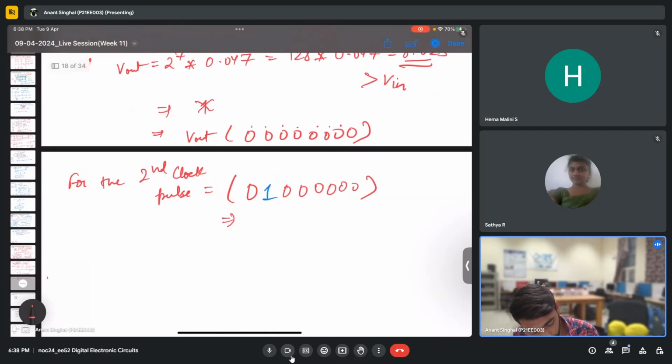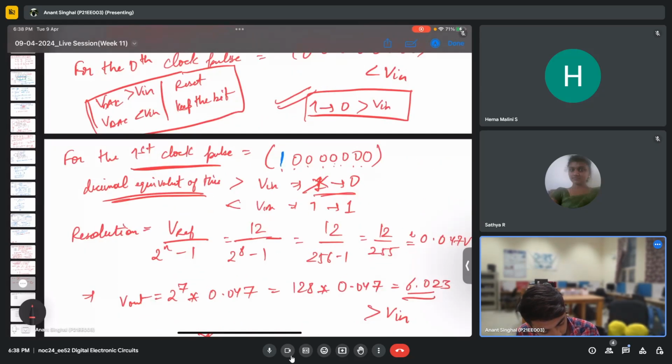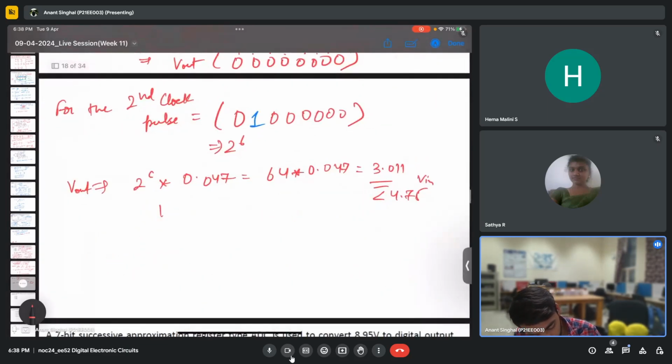So this will be 2 raised to the power 6. We'll calculate the V out, that is the VDAC. This will be 2 raised to the power 6 times the resolution, which was 0.047. This is 64 times 0.047, which will be 3.011. Now this is less than 4.75, that is given in the question. So we'll keep the one as is.